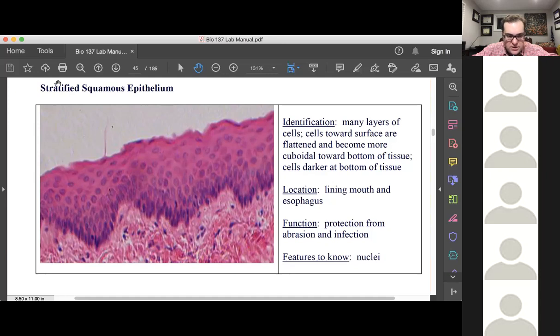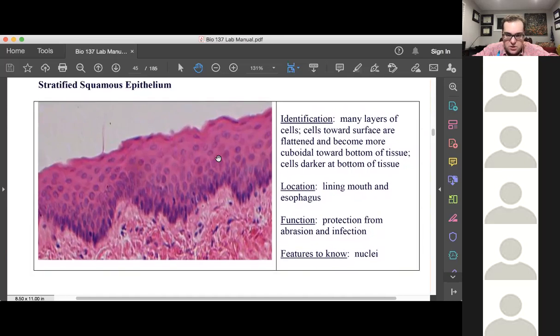Stratified, let's talk about that. Stratified is the key word here. So you see different layers of this, right? Lots of different layers. This would be something like the lining of the mouth and esophagus, okay? The skin, I believe, is stratified also. So, many layers of cells.